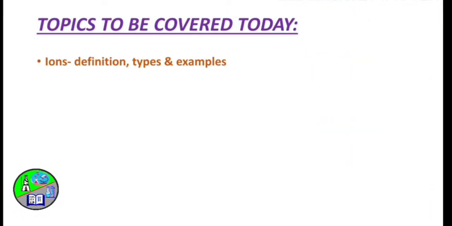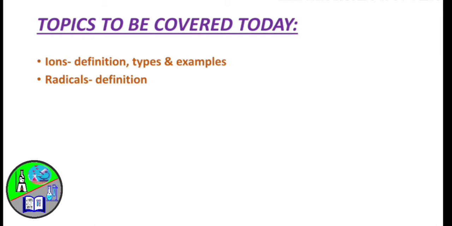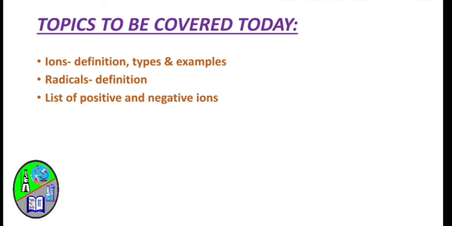From this module, you'll collect some information about ions, its definition, types and examples, radicals, its definition, and we'll see a list of few positive and negative ions.